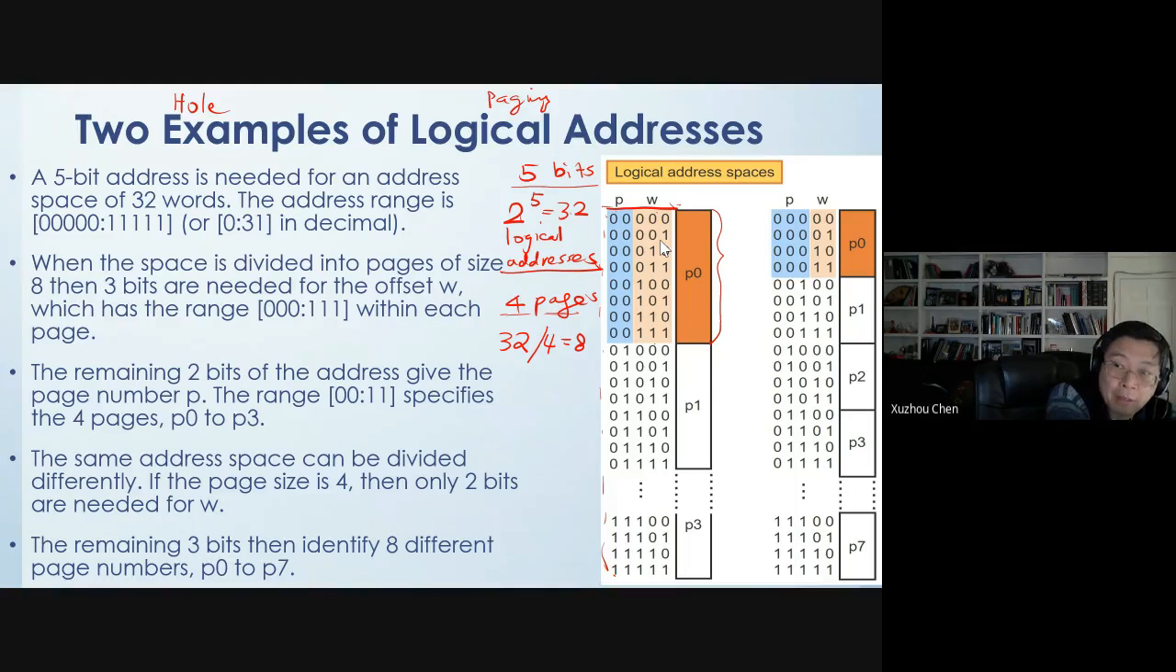So in this particular case, how are you going to represent this mechanism? In this case, the 5 bits are divided into 2 parts. The first part only requires 4 pages, right? So that means 4 pages, and how many bits do we need to represent 4 pages?